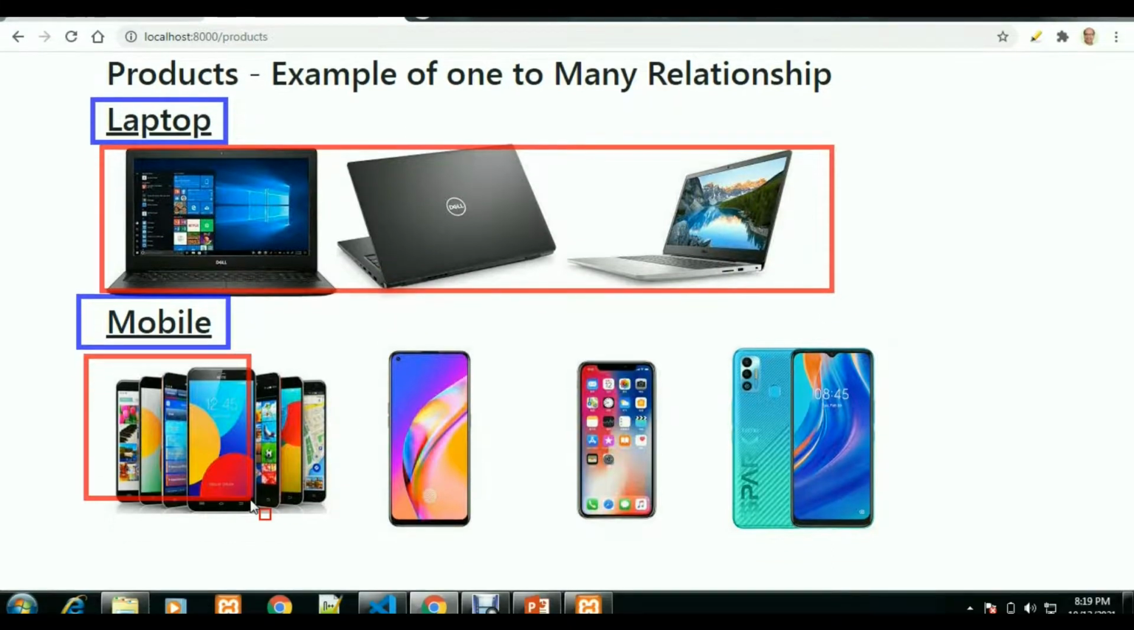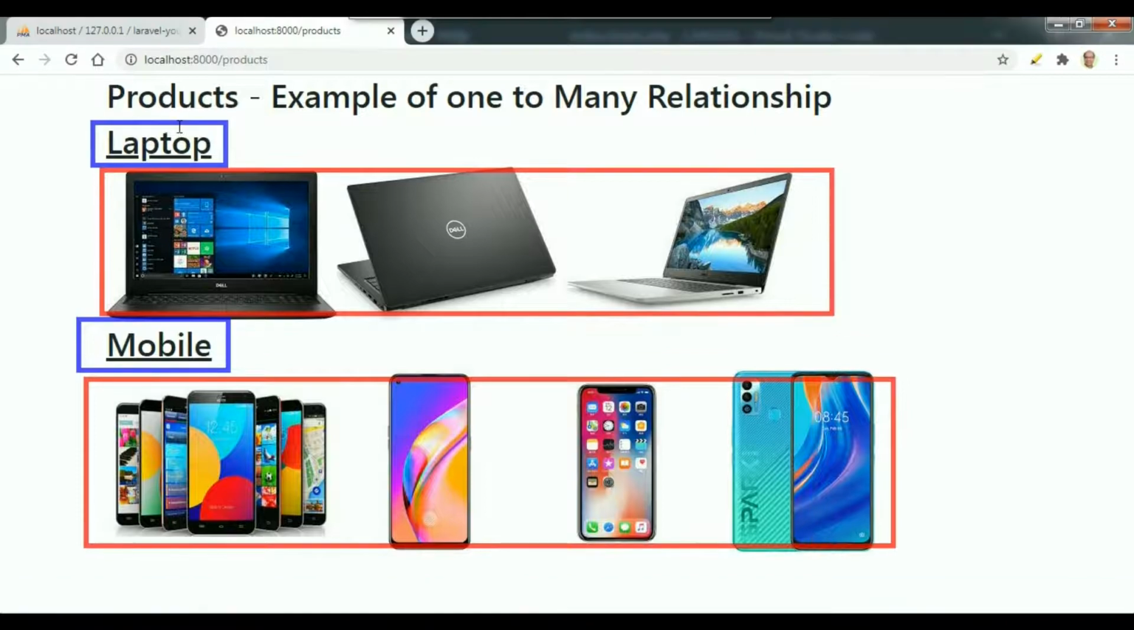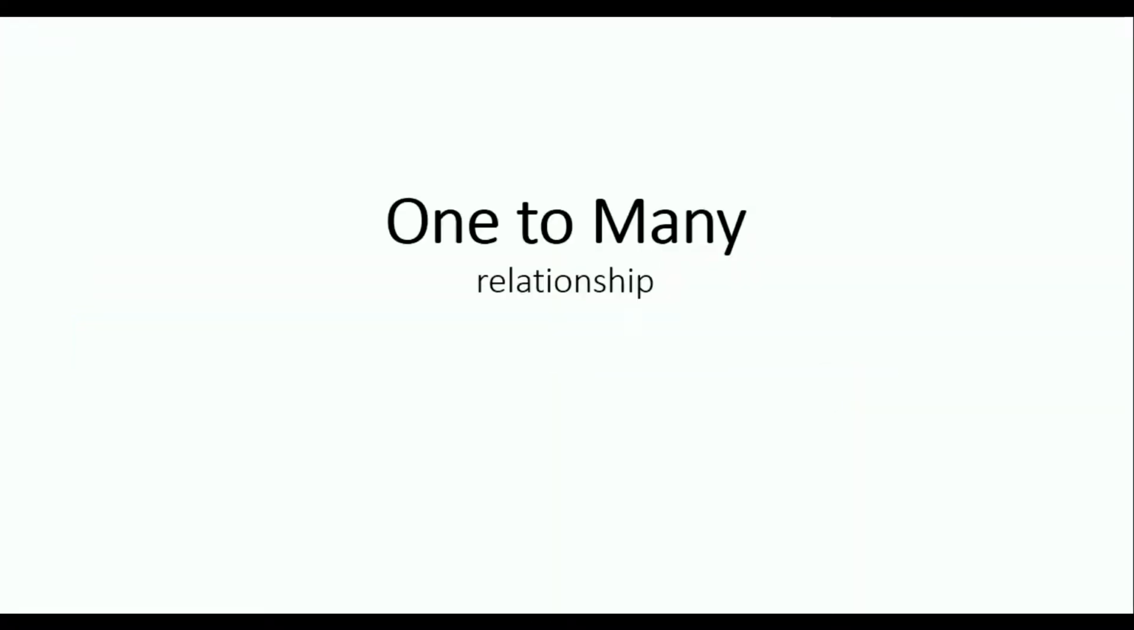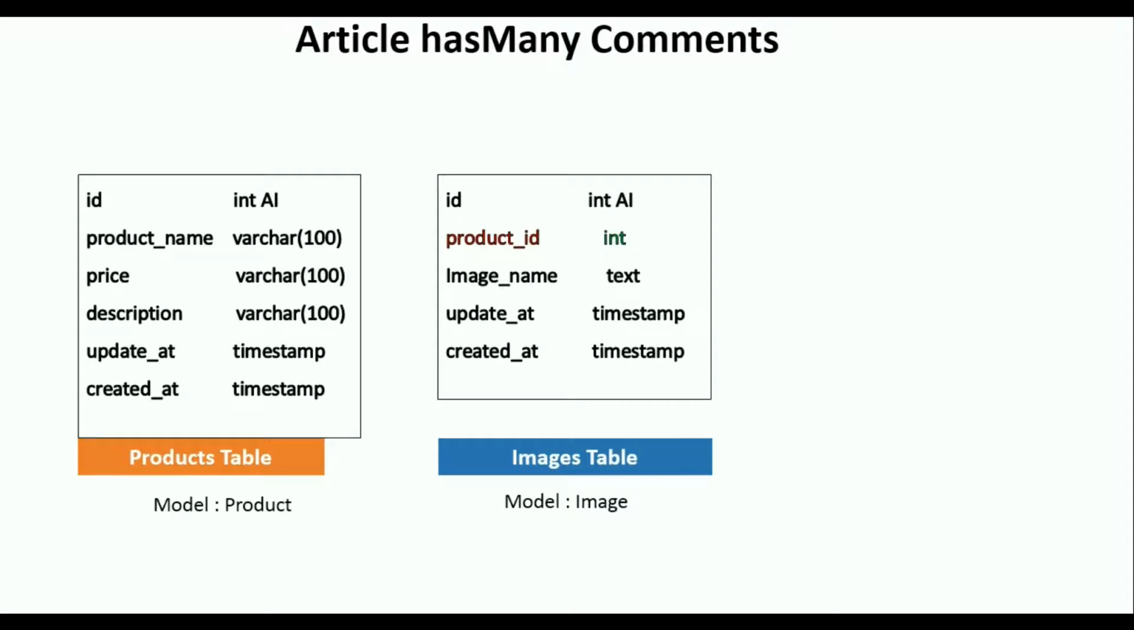So both of these tables: products is related to many images. So laptop has many images and mobile has many images. So let's see how to implement this one-to-many relationship. So Laravel one-to-one, one-to-many relationship. In this relationship, Laravel is known as the has many relationship.